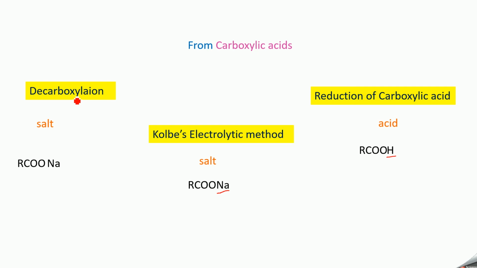So first we will see decarboxylation. Decarboxylation means D means removal, carboxylation means carbon dioxide. From this we can understand that there is a removal of carbon dioxide from the salt of the carboxylic acid. So you take RCOONa. Here the O is minus, Na is plus. This is the salt of the carboxylic acid, and this can be obtained from the acid, that is RCOOH, carboxylic acid, on treatment with sodium hydroxide.